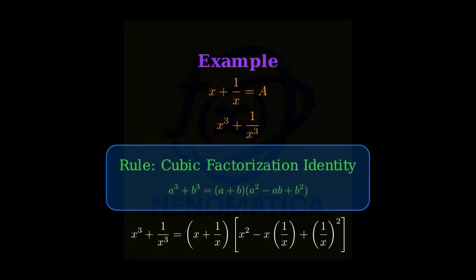The sum of cubes, a cubed plus b cubed, can be factored as the product of (a plus b) times (a squared minus ab plus b squared). This will be crucial for our solution.